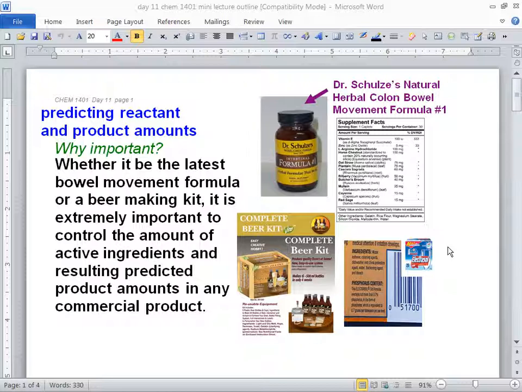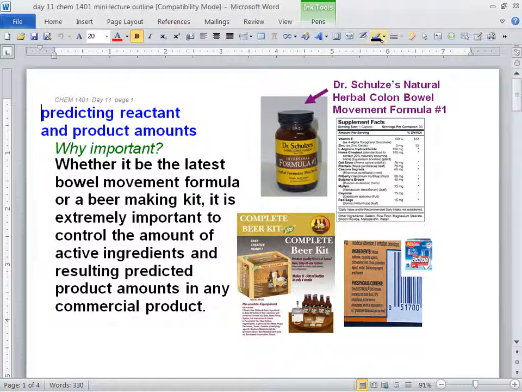Hopefully it went well. We are talking about predicting the amounts of reactant that's needed to make a certain amount of product, or predicting the amount of product that you get from a certain amount of reactant. So remember, which one is on which side? Reactants form products. Reactants are always on the left-hand side, products are always on the right-hand side.